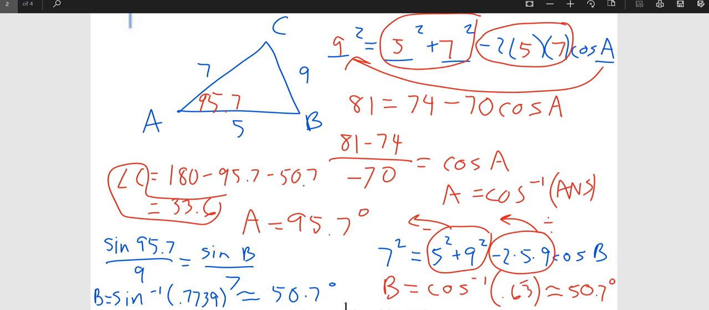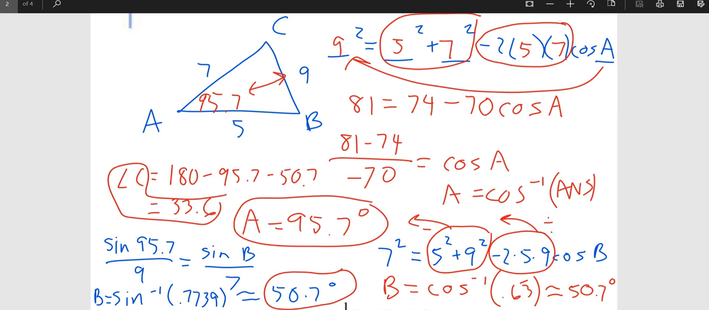Okay, now, this is going to be another example where we look at what happens after you've done the law of cosines and you found your 95.7 degree angle, right? We put that in our triangle. If we go to use the law of sines, we see we got our known angle and our known opposite side, and we do sine 95.7 over 9 equals sine B over 7. We cross multiply, we invert the sine, and we end up with 50.7 degrees.